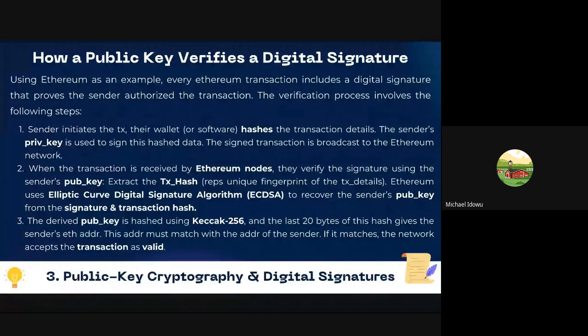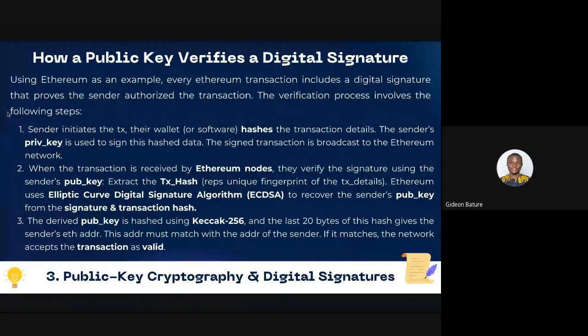I don't understand you. You don't understand. Is it the question you don't understand, or you don't understand how come you're able to get the public key from signature and transaction hash? I understand the question, but I don't understand the process of getting the public key. Okay. So, can you hear me? Yes, I can hear you.